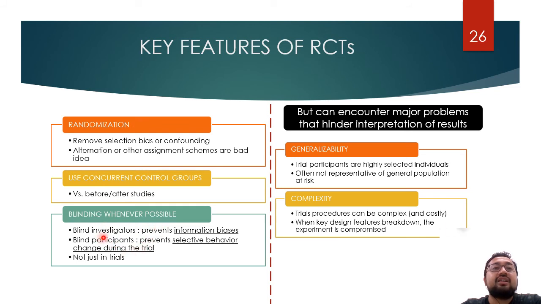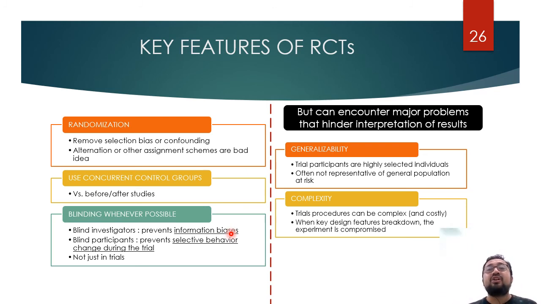Kena blind sama ada investigator, prevent the information bias. Ini investigator tu tak tahu dia punya subjek tu ada, dia tak kenal latar belakang dia. Okay, selalunya dia akan bagi secara random kepada group. Dan blind participant tu pun tak tahu untuk apa tujuan research ni digunakan, supaya dia tak nak dia kata, kenapa saya tak dapat drug, yang group ni dapat drug.